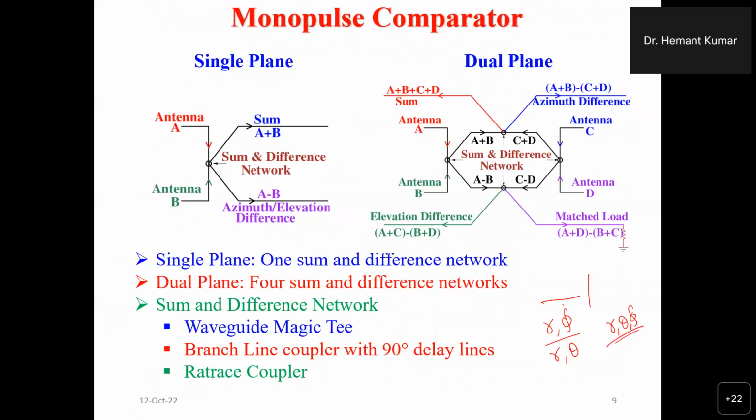So for a single plane, we need only two antennas. As we have seen in the concept of sequential lobing, only two beams were required. So similarly in a monopulse antenna, if we have to track a target in one plane, we need only two antennas, antenna A and antenna B. But if we want to track the target in both the planes, we need four antennas, right?